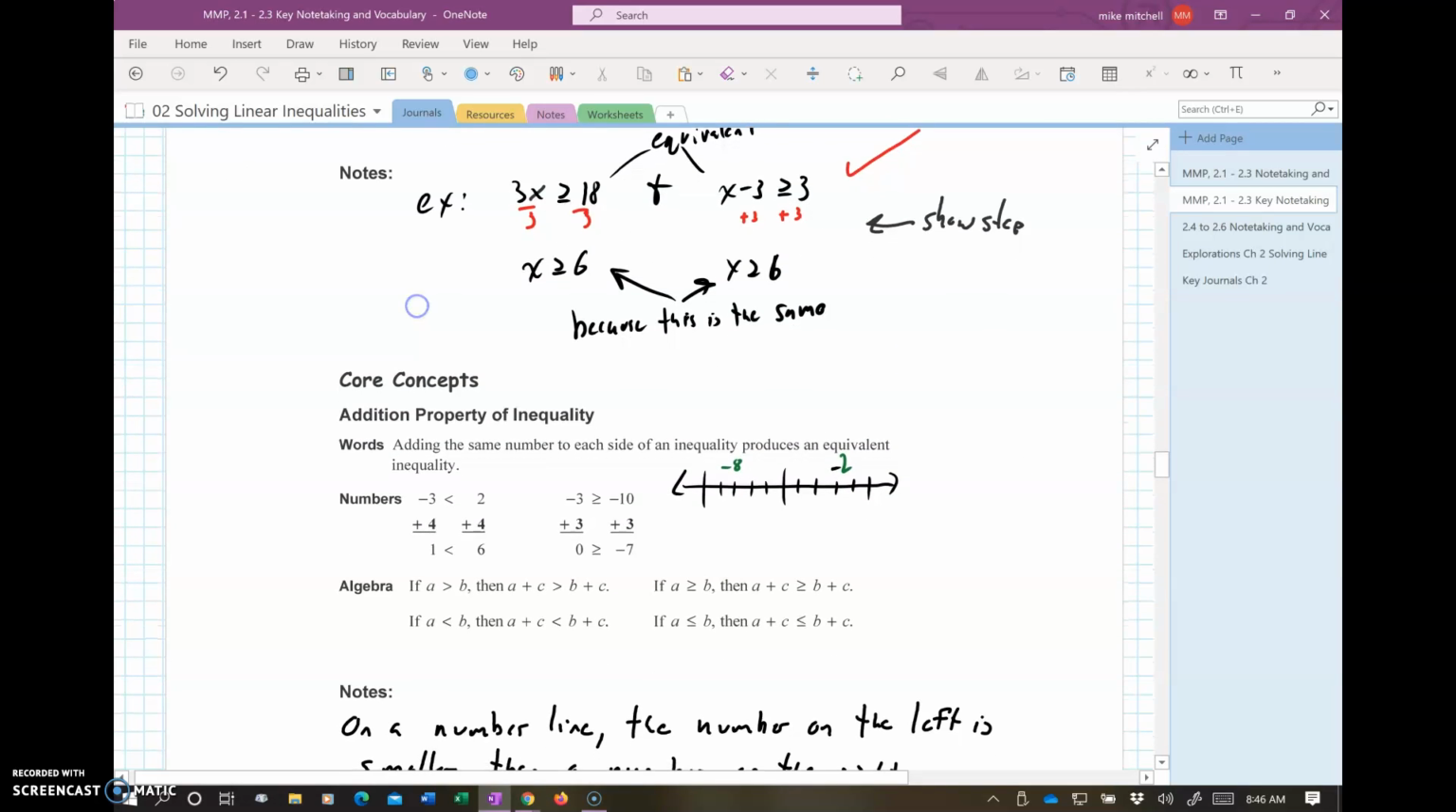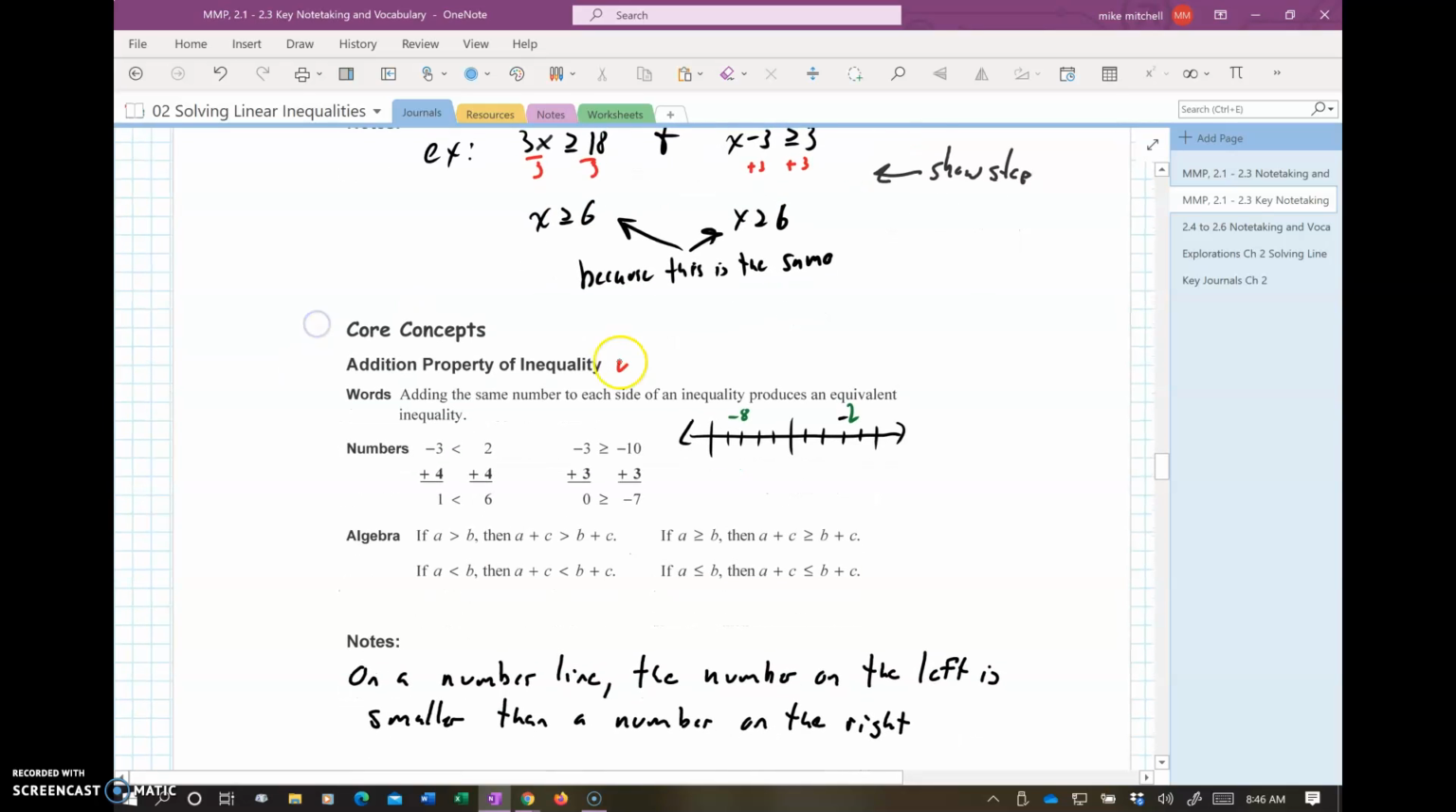Okay, properties that we're using. Addition property of inequality. I can add the same number to each side. So this is just giving you an example with some numbers. We know -3 is less than 2. I add 4 to each side. 1 is still less than 6. It didn't change it. Same thing over here with the -3. I added 3 to each side. 0 is still greater than -7. -3 was greater than -10.